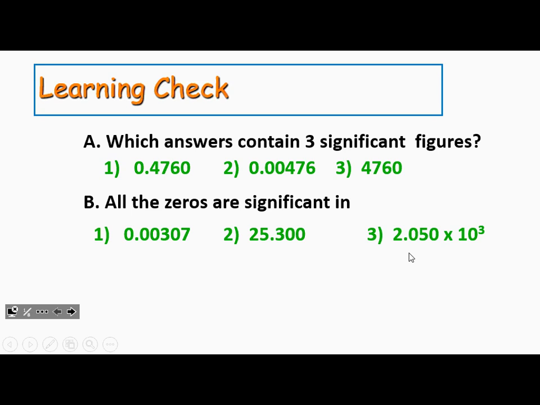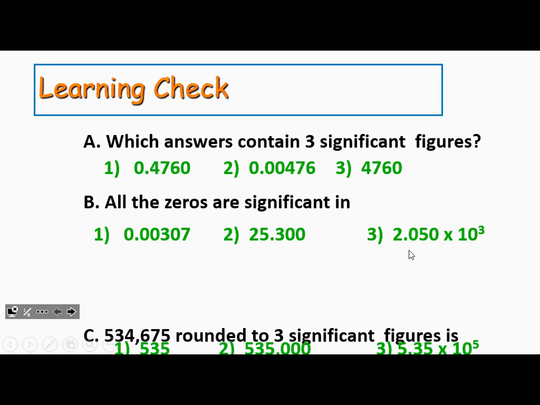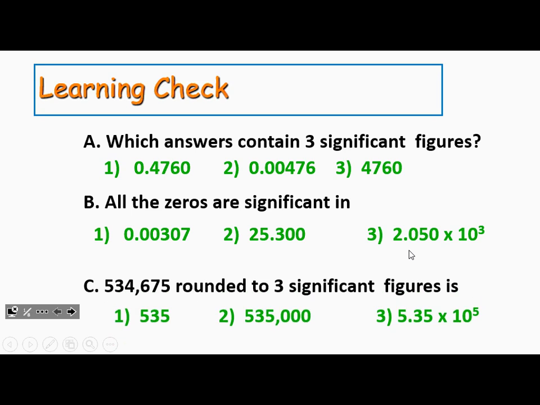Read number 6 out loud for me. What does it say? Okay, so all digits in front of the times 10 are significant, right? Okay, so all of those zeros are significant. Okay? Round that number to 3 sig figs.